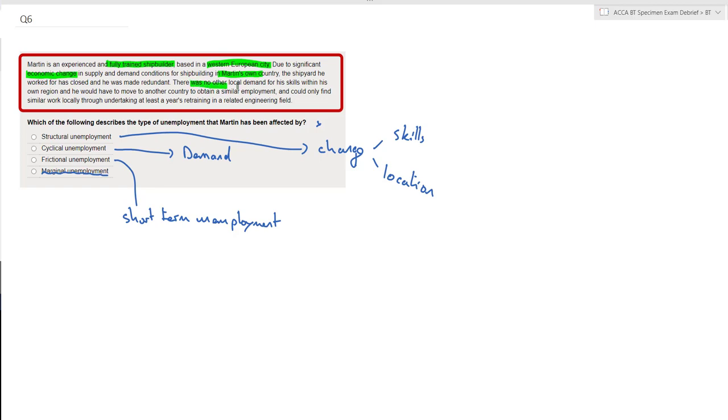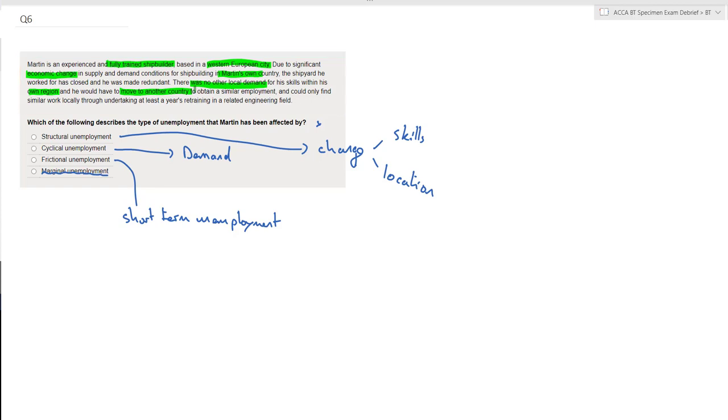There's no other local demand for his skills within his own region, and he would have to move to another country to get similar employment. He could only find similar work locally through undertaking at least a year's retraining in an engineering field. So I'm definitely going to remove frictional unemployment as an option. It's got nothing to do with short-term unemployment.